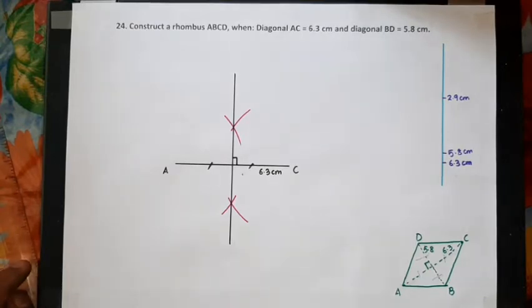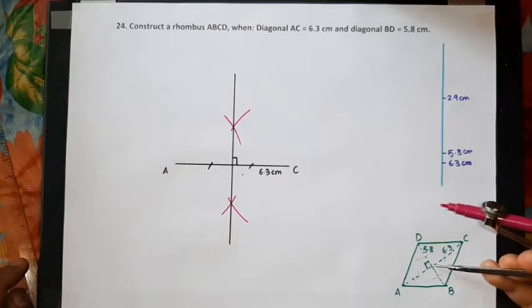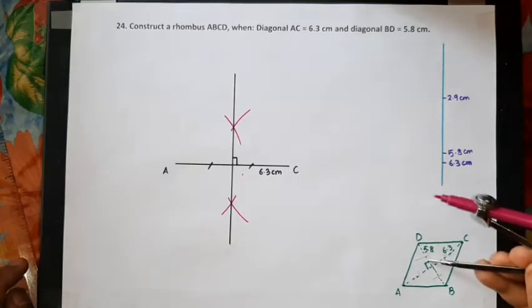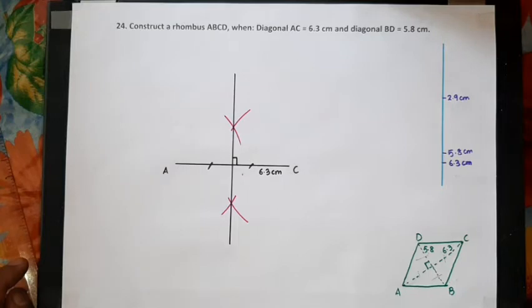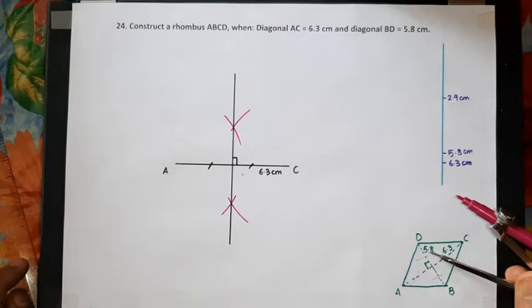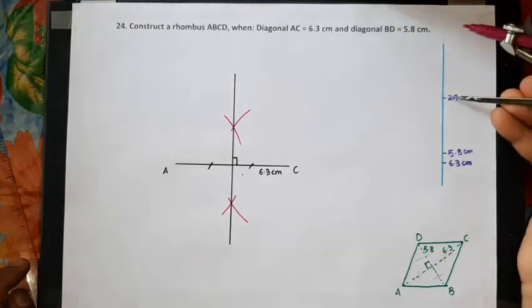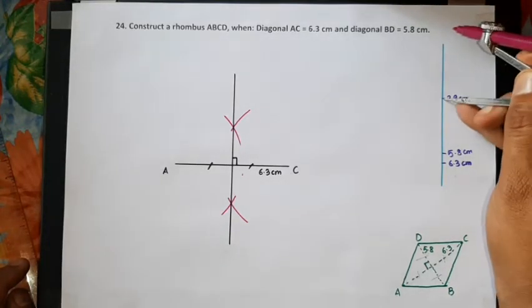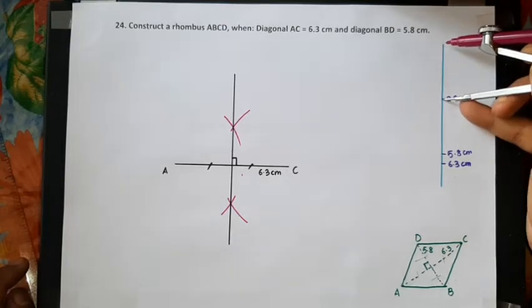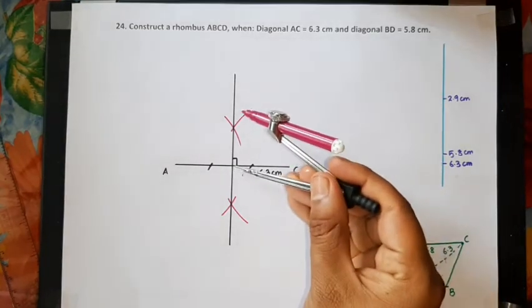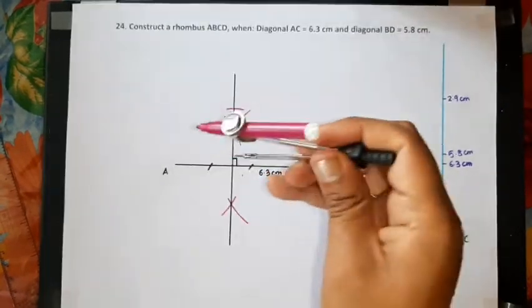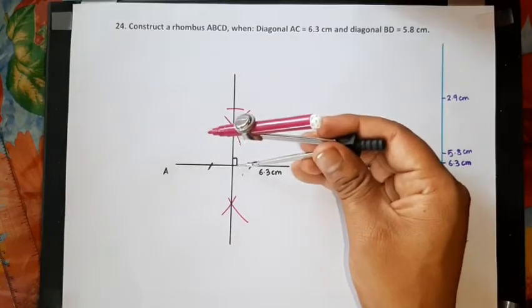Now next is from this we have to take this distance, which is the half of 5.8, that is 2.9. Okay, so from here to here it is 2.9, so that's why I'm taking the radius to be 2.9. Okay, so let me take 2.9 radius. Okay, and from here, now from here let me cut this line and let me cut it down there as well.